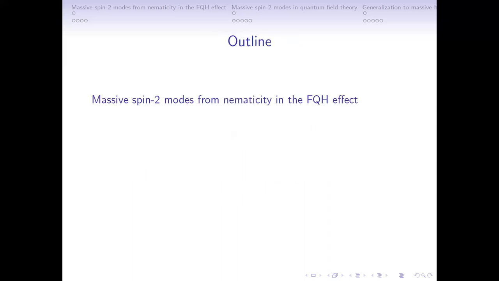So what I will do is first discuss the massive spin 2, the original GMP modes. The way people look at it these days is that they associate it with a symmetry breaking, the so-called nematic phase. The quantum Hall fluid can have an isotropic phase, but also, as I will explain in a minute, a nematic phase, and that transition from isotropic to nematic is described by a certain order parameter which you can associate with these massive spin 2 modes. Then I will discuss the same massive spin 2 modes in quantum field theory and make the connection. You see that you really get the same thing and the same equations of motion.